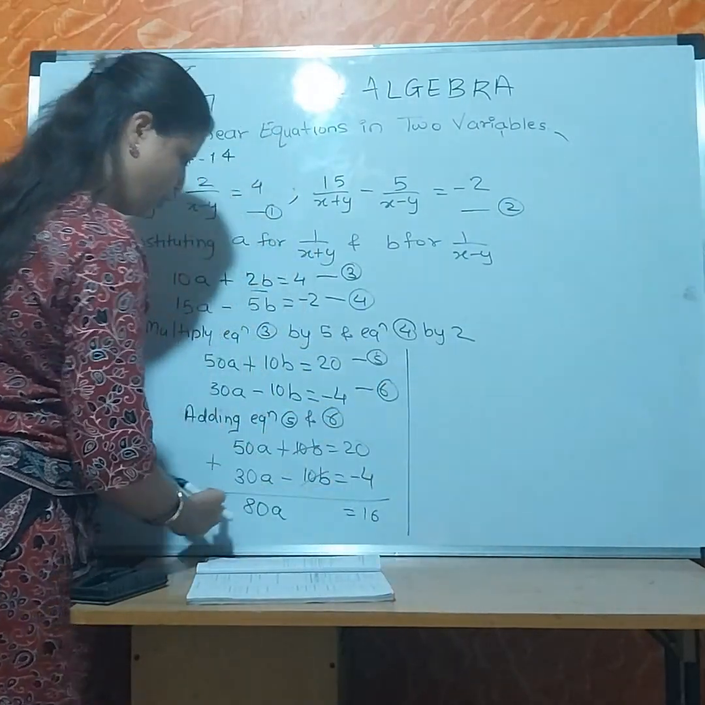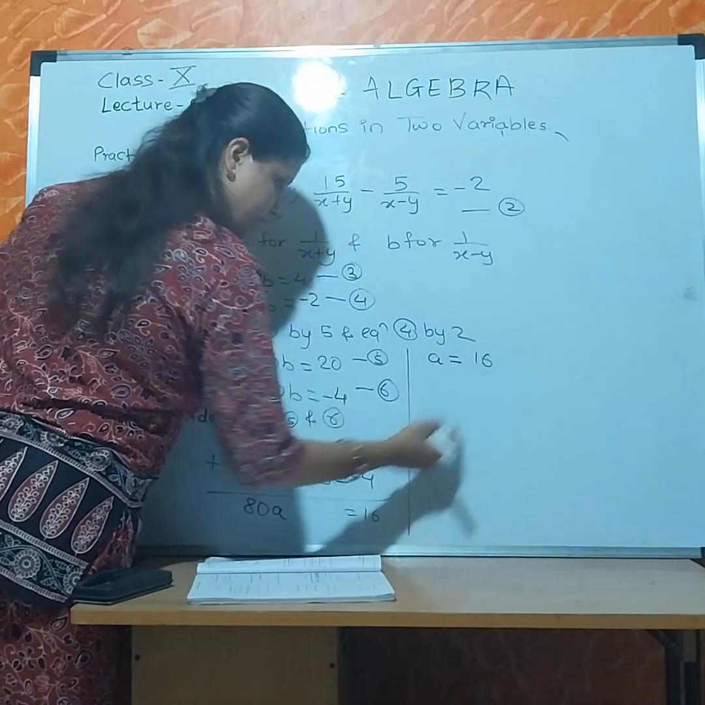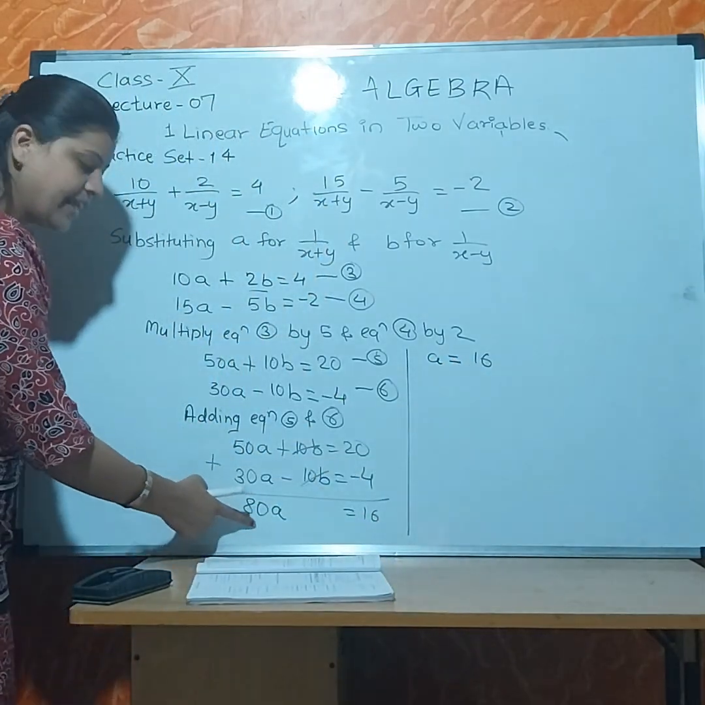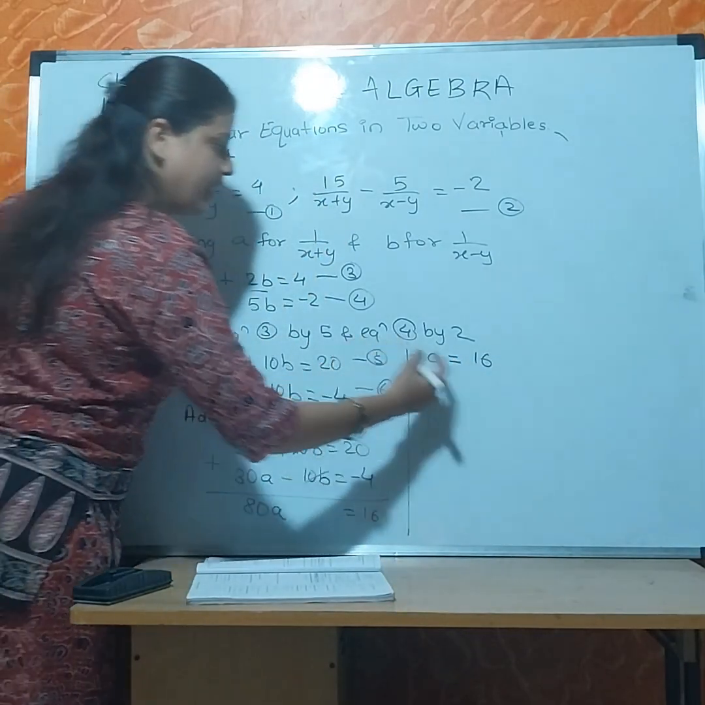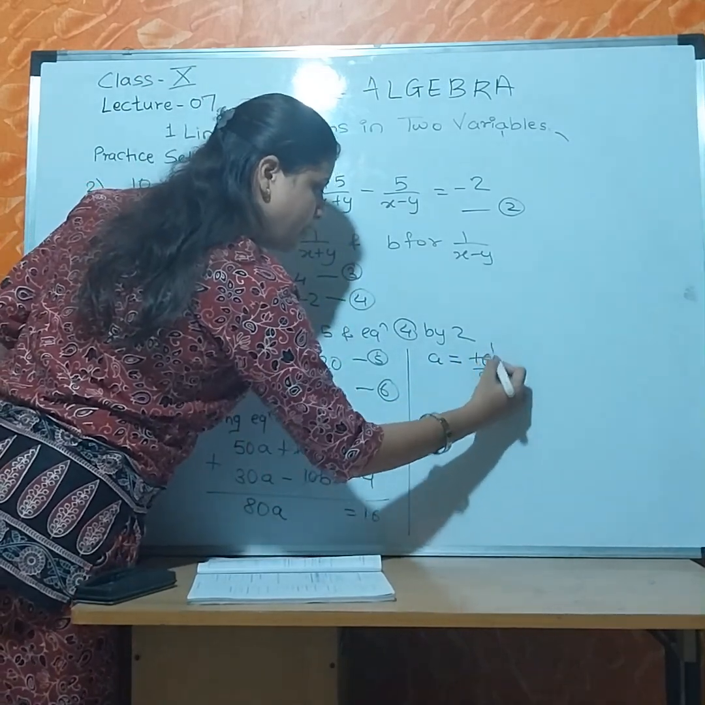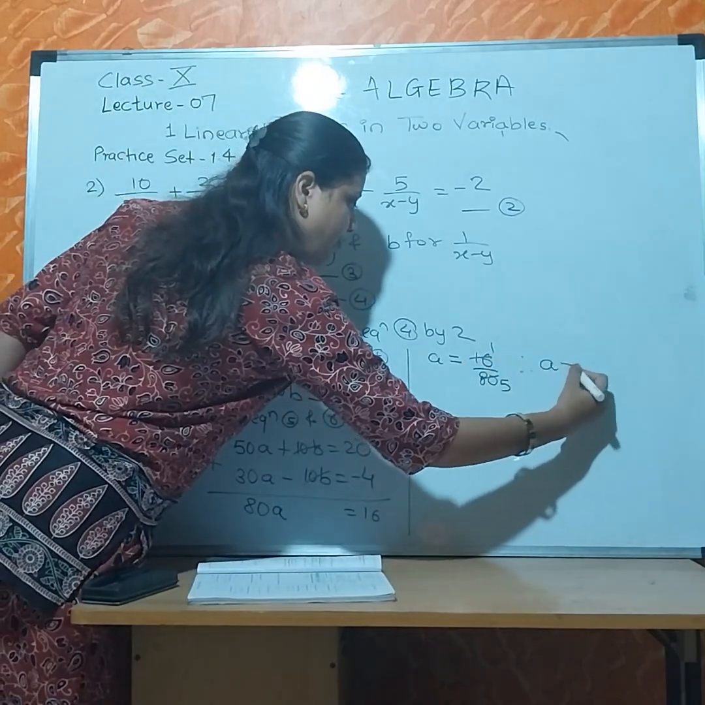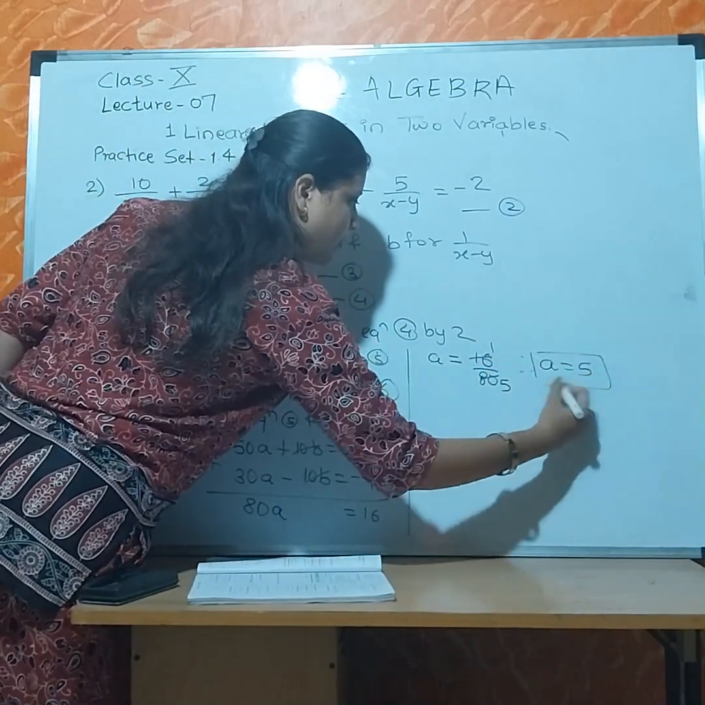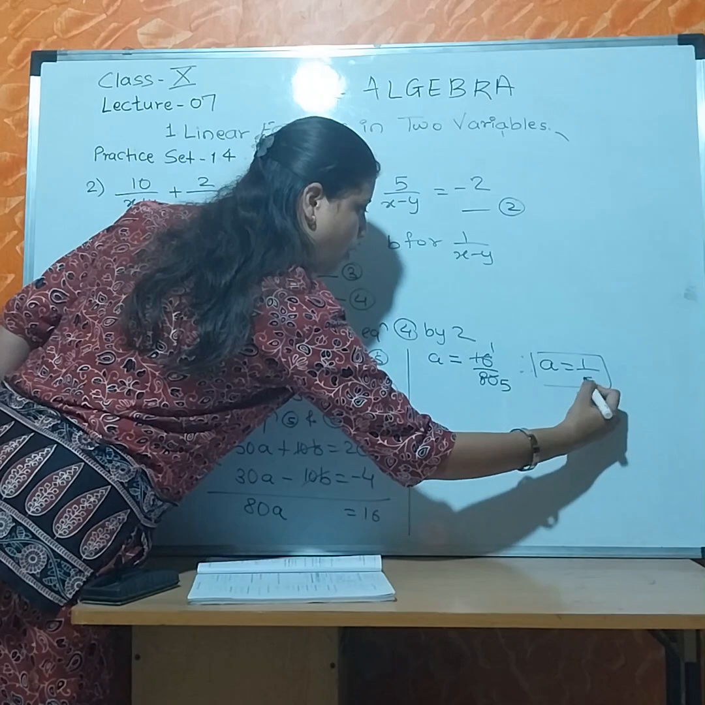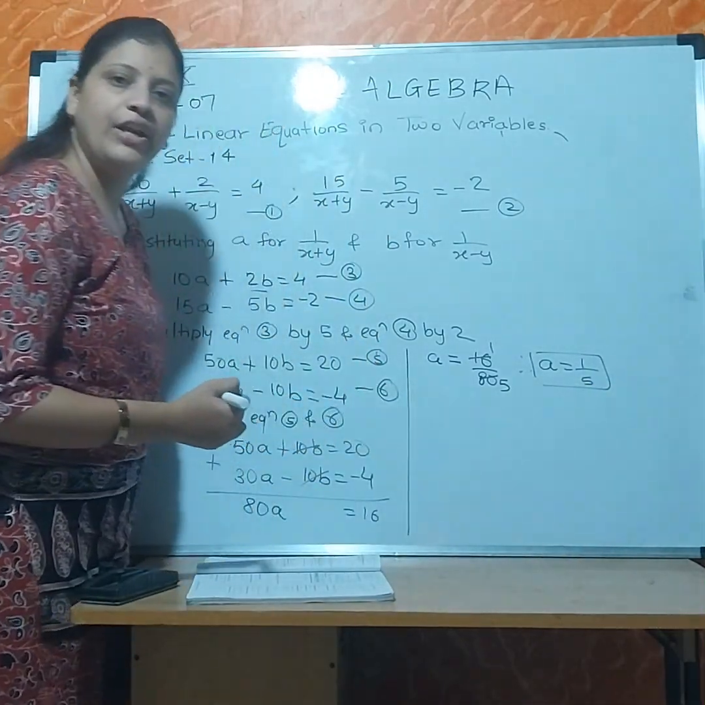Now we have to find the value of a. So a is equal to 16 as it is. This 80 is in the multiplication form. Here it will go division. So 16 ones are and 16 fives are 80, right? So what is the value of a here? 1 upon 5.